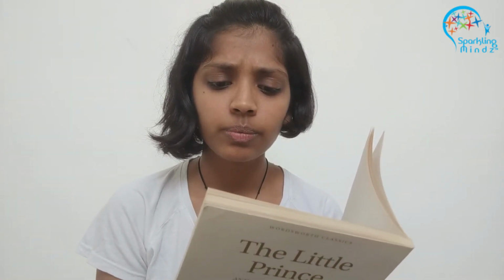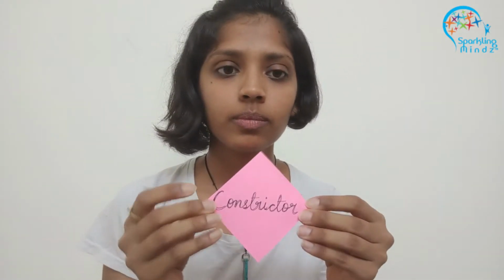Okay, so I'm starting. Once, when I was 6 years old, I saw a beautiful picture in a book about the forest called True Stories. It showed a boa co... Okay, now I am stuck. I'm going to show you the word that I got stuck at. So this is the word that I couldn't read. And I am going to use the split and spell technique to break it.